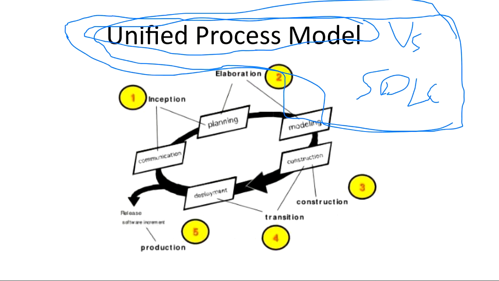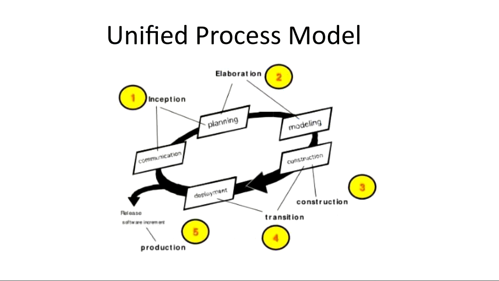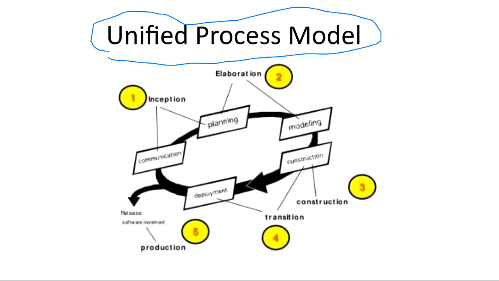UML can be used with any standard project lifecycle like SDLC. Where did UML come from in this as well? UML is okay. We are not talking about UML right now. Okay. So unified process model is also a type of SDLC, like you have waterfall model, spiral models and all other models. Unified process model is also a type of SDLC.